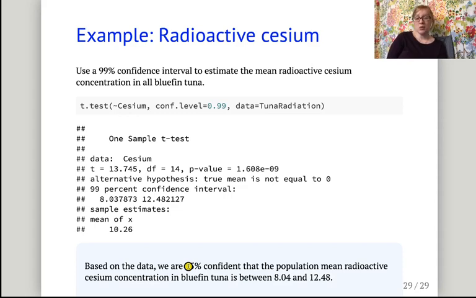In the next video, we'll talk about how to compare samples of numerical data, specifically how to compare two populations.